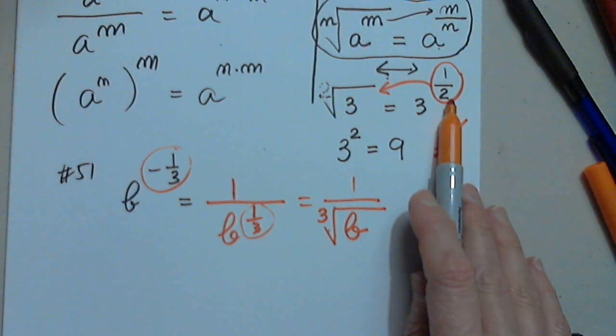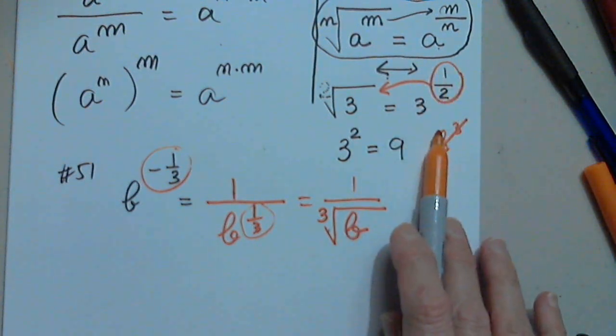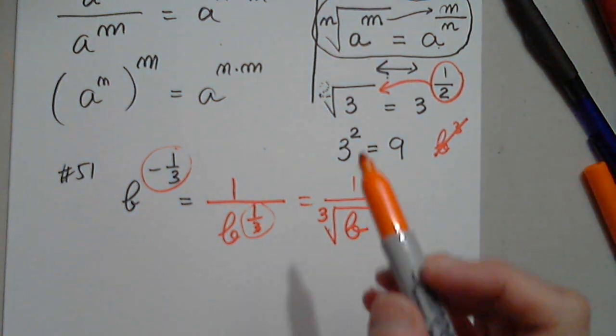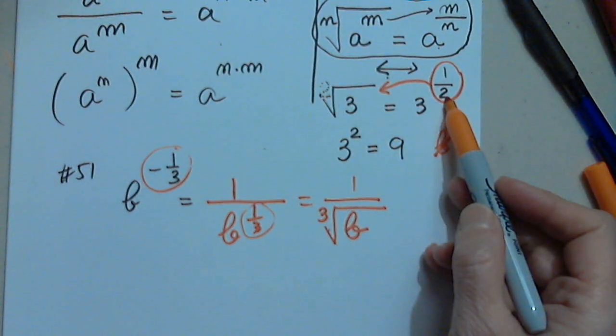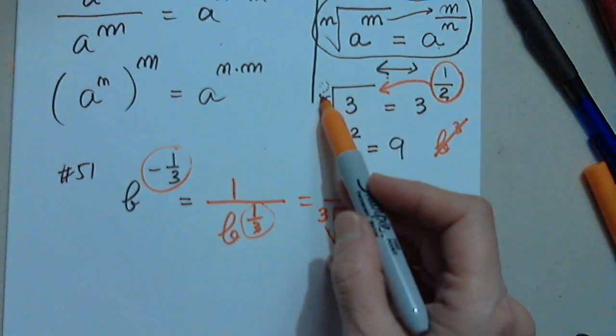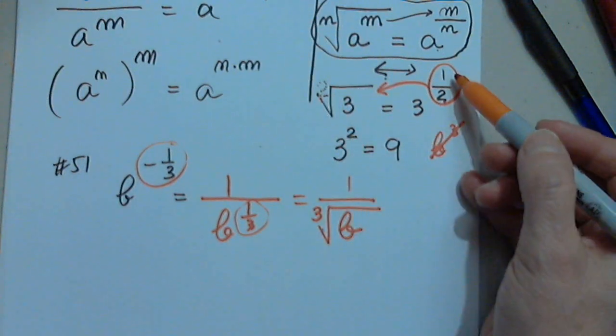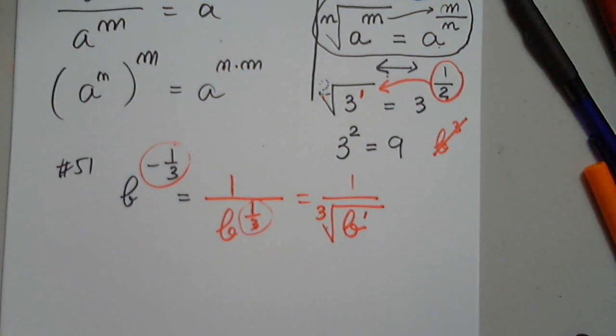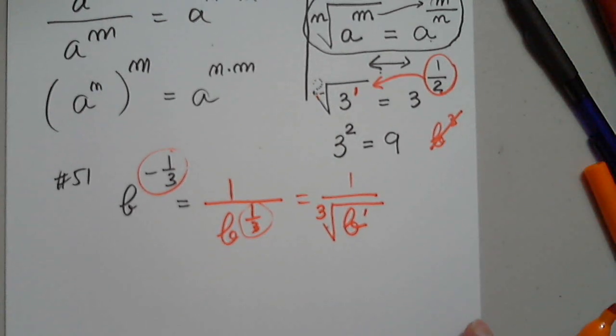Every time I see an exponent that is a fraction, I know this whole thing is a radical. And the denominator is always the index. The numerator is always the power. The numerator is always the power. The denominator is always the index. Good. Let's move on. Other examples? Anything?